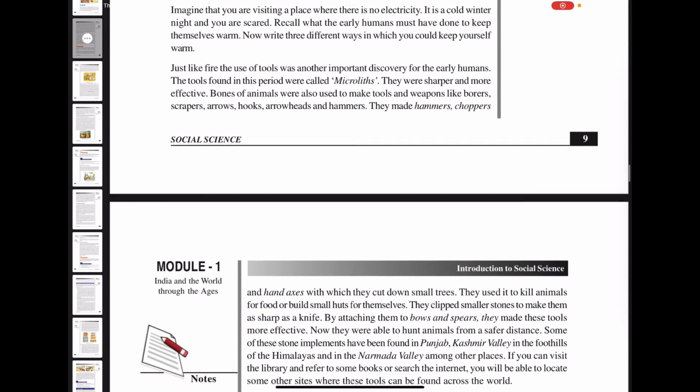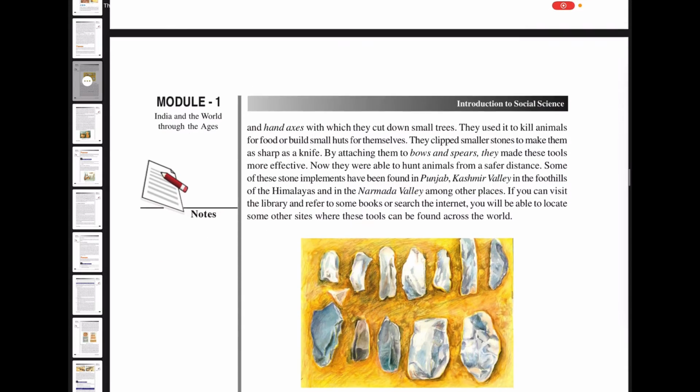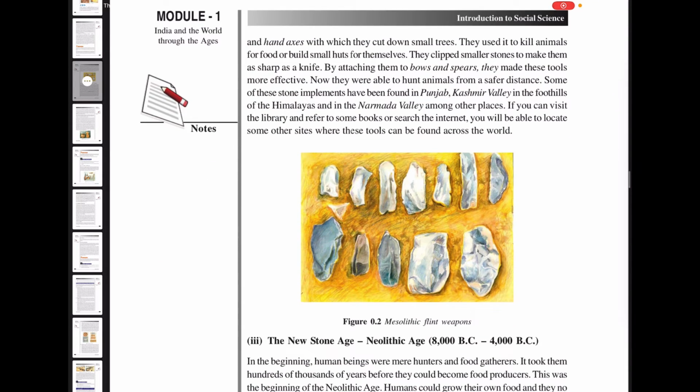Just like fire, the use of tools was another important discovery for the early humans. The tools found in the period were called microliths. They were sharper and more effective. Bones of animals were also used to make tools and weapons like borer, scraper, arrow, hooks, arrowhead, hammer. They made hammers and choppers and hand axes with which they cut down small trees.